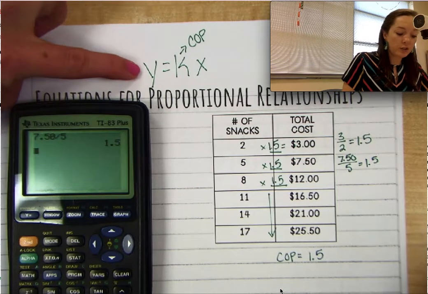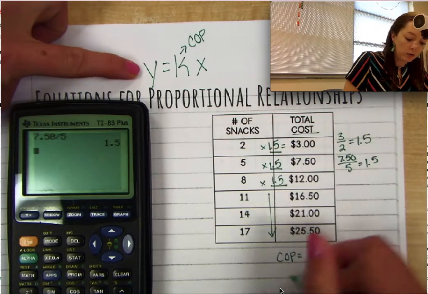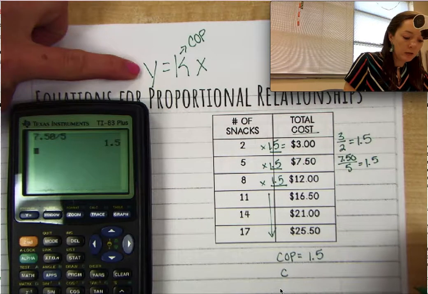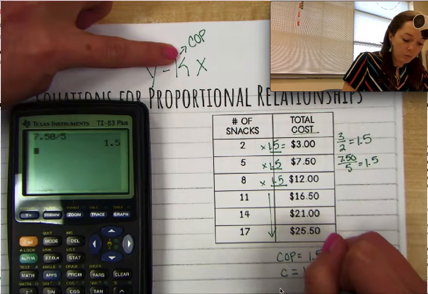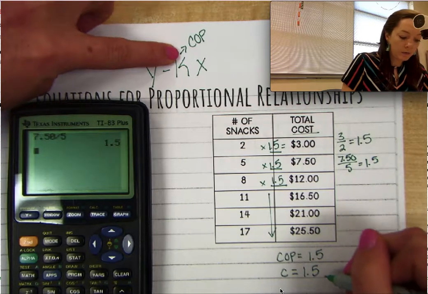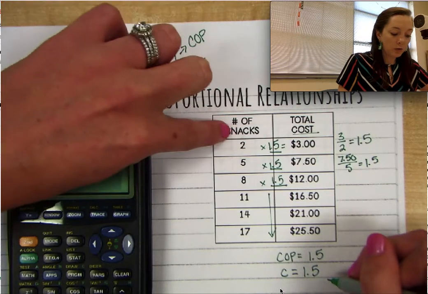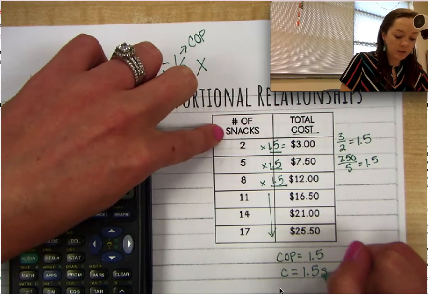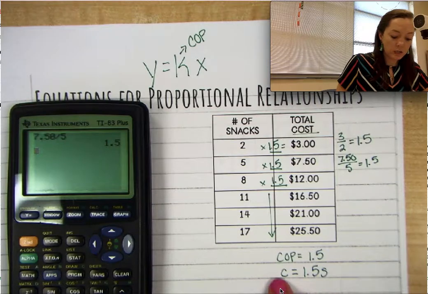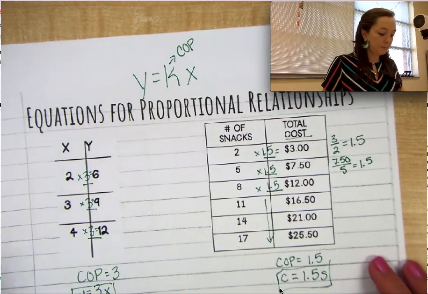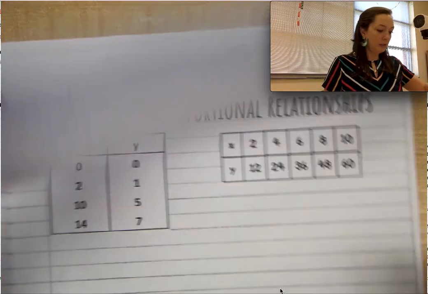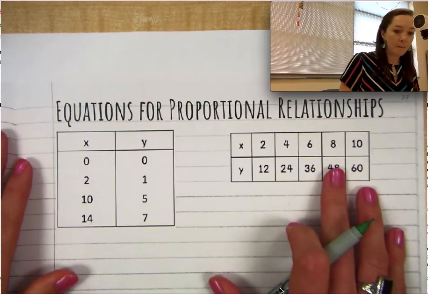So my equation then, I'm going to use cost as C, is equal to your constant of proportionality, 1.5, times your x, or this time it is the number of snacks. So C is equal to 1.5S. That is my equation. 2 more and then I'll leave you to your practicing.